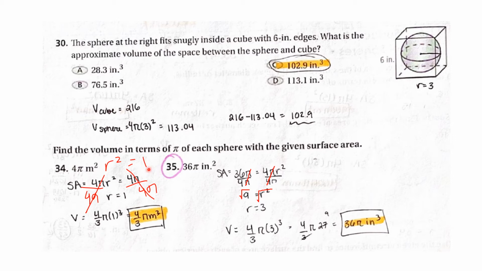Well, if r squared equals 1, that means that when I take the square root on both sides, my radius is just 1. So that gives me a nice volume where I can just go 4/3 pi r cubed. Well, 1 cubed is just 1, so it's actually just 4/3 pi meters cubed.